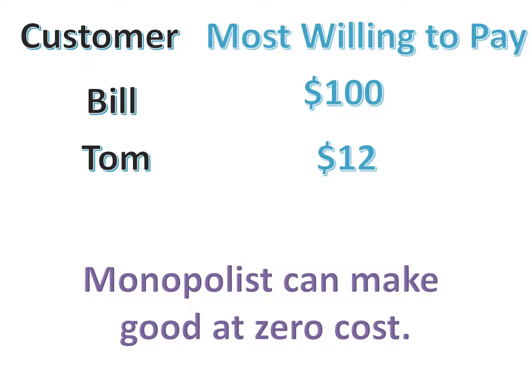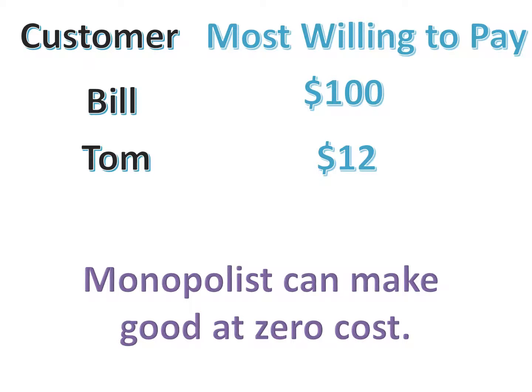Well, I think the monopolist is going to sell one good just to Bill, right? If the monopolist is going to sell just to one person, might as well sell it to the person willing to pay the most, which is Bill, and might as well get as much money as you can from Bill, so you'll charge Bill $100. If the monopolist wanted to sell two goods, it'd have to charge only $12, and that wouldn't be worth it to the monopolist. The monopolist would rather sell one good to Bill for $100 than sell two goods to Bill and Tom for $12 each.